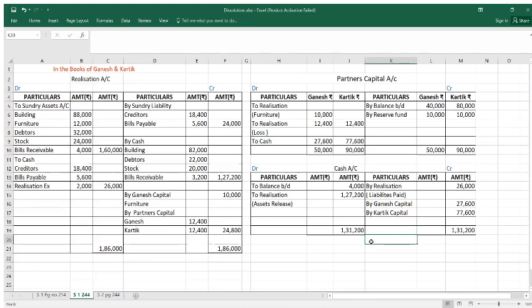So this is the simple dissolution problem. First, we have to transfer the assets and the liabilities. That is your first stage or transfer stage. After that, the next realization account, in that we have to release the assets and the liabilities. We have to release those assets which are given in the adjustment or the additional information. The assets which are released, we are going to release. The assets which are not released, we are not going to release. After that, though the liabilities are not released, we have to pay the liabilities.